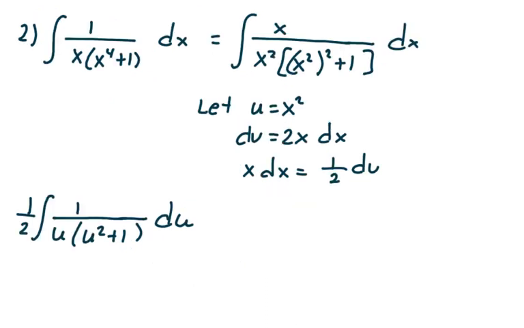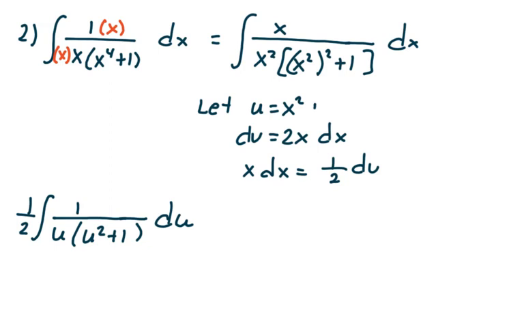Example 2. Suppose we have the integral of 1 over x times (x to the 4th plus 1) dx. And so what I did was the following. It's a trick. I'm going to multiply the numerator and denominator by x, like so. Okay? When I do that, I get the integral of x over x squared times the quantity (x squared to the second plus 1). X squared to the second is just x to the 4th. Okay? And I'm integrating this with respect to x.